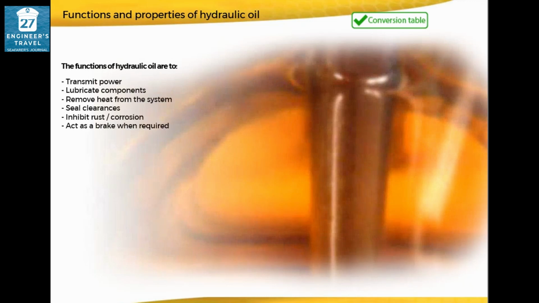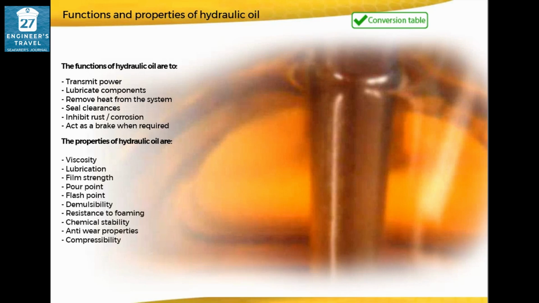The functions of hydraulic oil are to transmit power, lubricate components, remove heat from the system, seal clearances, inhibit rust and corrosion, and act as a brake when required. The properties of hydraulic oil are viscosity, lubrication, film strength, pour point, flash point, demulsibility, resistance to foaming, chemical stability, anti-wear properties, and compressibility.